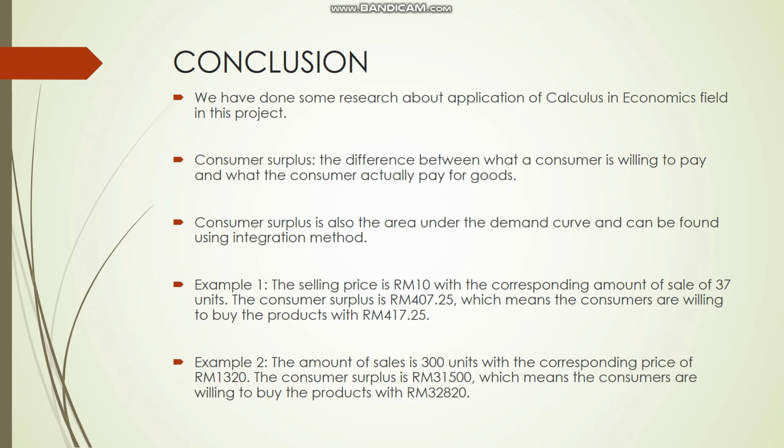From example 1, we know the selling price is 10 ringgit with the corresponding amount of sales of 37 units. The consumer surplus we get is 407 ringgit 25 cents, and the consumers are willing to buy the product at 417.25 ringgit. From example 2, the amount of sales is 300 units with the corresponding price of 1,320 ringgit. The consumer surplus we get is 31,500 ringgit, which means the consumers are willing to buy the products at 32,820 ringgit.